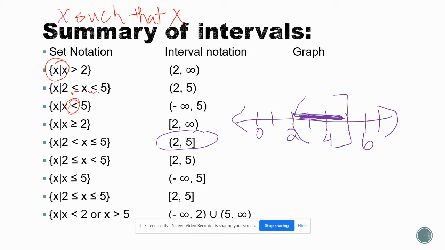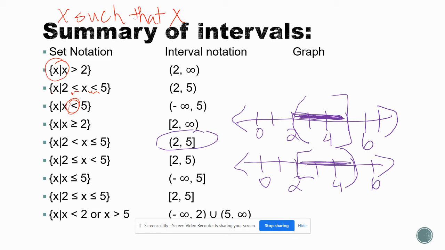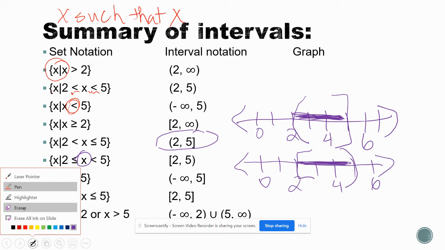Now we're going to flip-flop that around. 2 is less than or equal to x means we have a bracket, and then less than 5 means we have a parenthesis because it's not equal to. So bracket at 2, parenthesis at 5, and x was in the middle over here, so we shade in the middle on our graph.